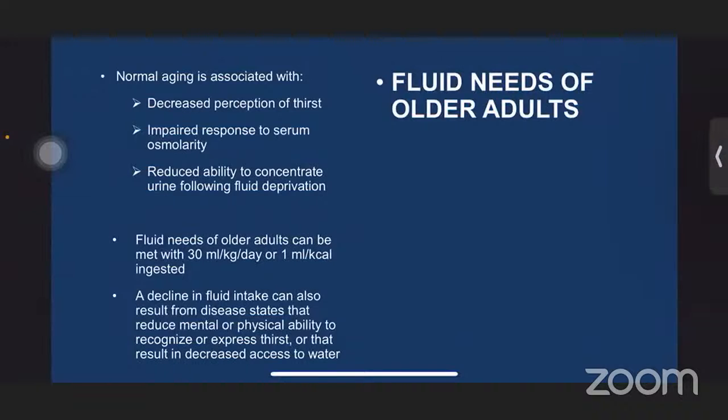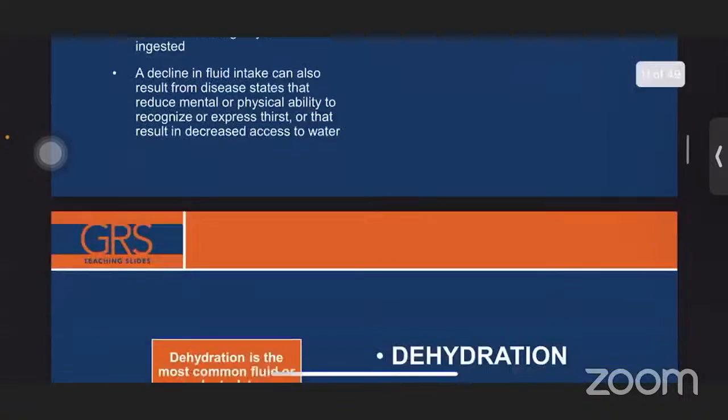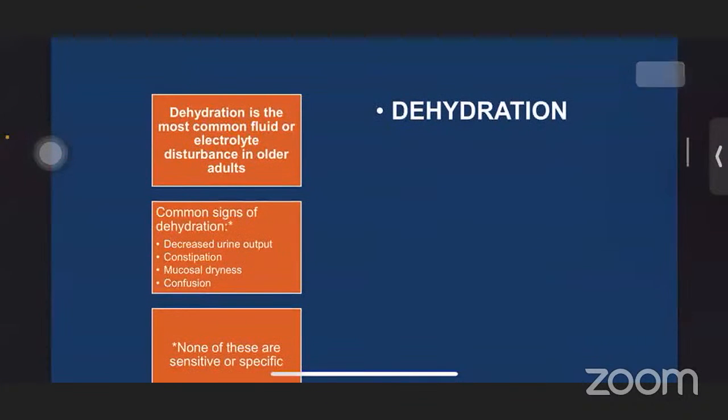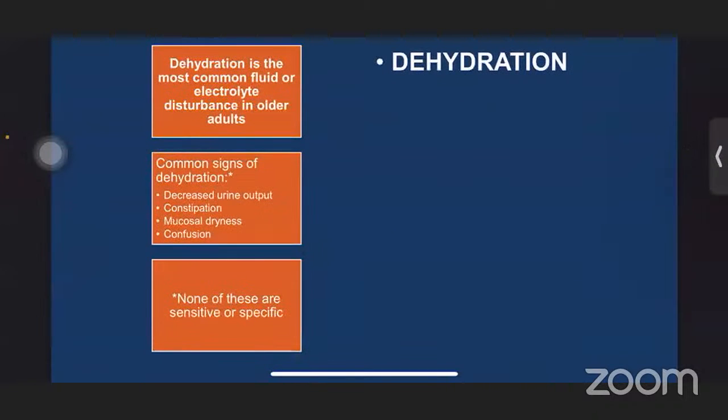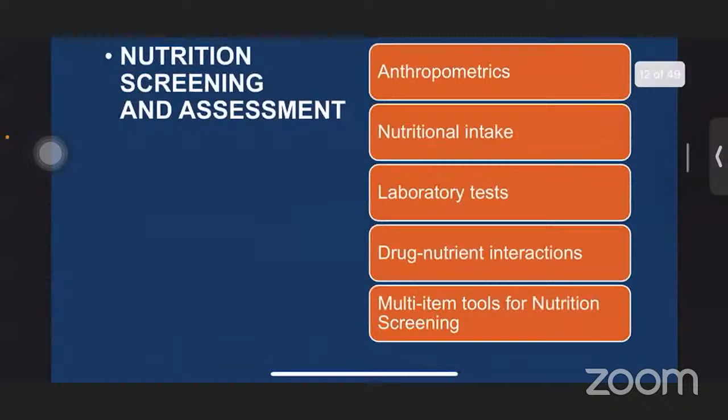A decline in fluid intake can also result from disease states that reduce mental or physical ability to recognize or express thirst, or that result in decreased access to water. And dehydration is the most common fluid electrolyte disturbance in older adults. Common signs would be decreased urine output, constipation, mucosal dryness, confusion. These are the common signs of dehydration that we see, and none of them are sensitive or specific.